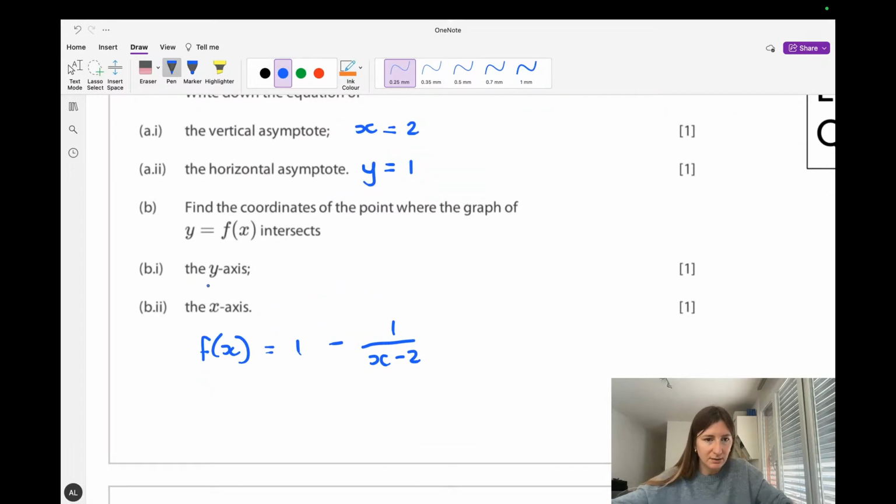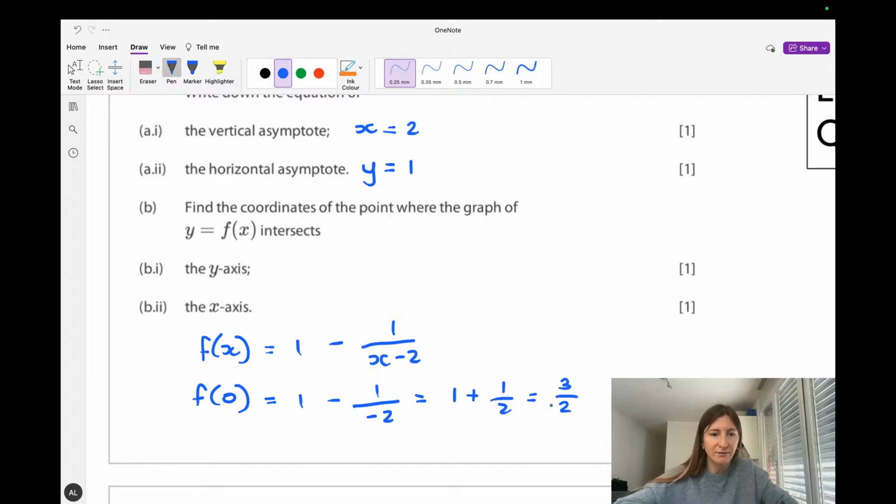So where it intercepts the y-axis, that means let's find when x equals 0. 1 minus 1 over minus 2, because that was just 0. So let's simplify that a bit. That minus and minus makes plus. So it's 1 plus a half. 1 plus a half is 3 over 2, or 1.5.